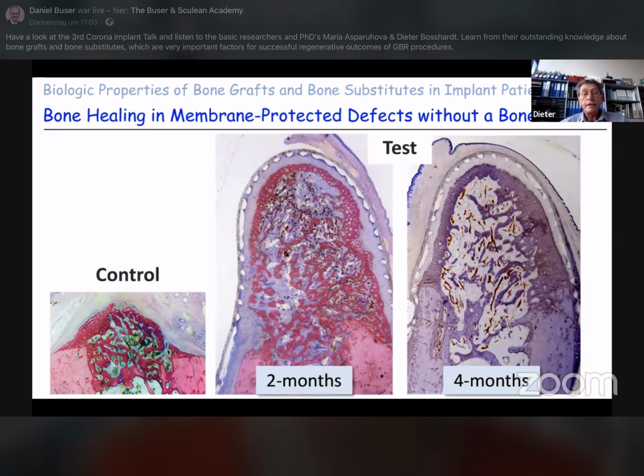Even from 2 to 4 months, there's quite advanced maturation visible, but even after 4 months, the maturation was not complete. So what we also can learn from such studies is that bone healing needs a lot of time. And here we are looking into the healing process of an animal. And in some of these animals, the bone formation and in general, the wound healing occurs much faster than in the human.